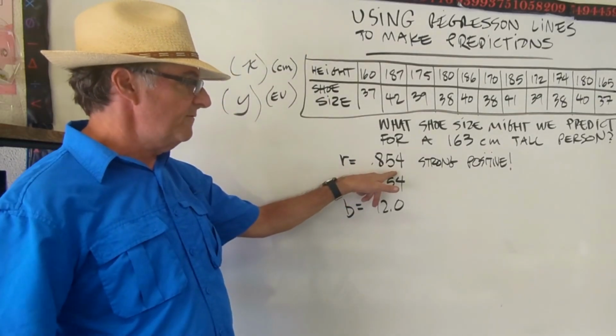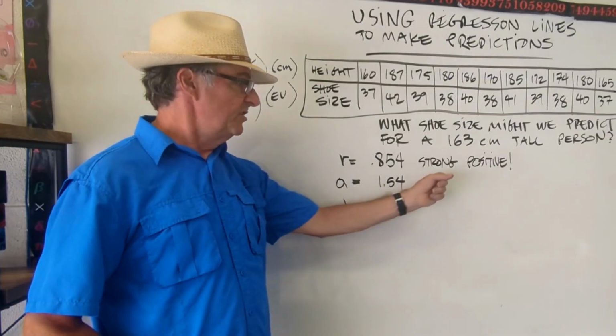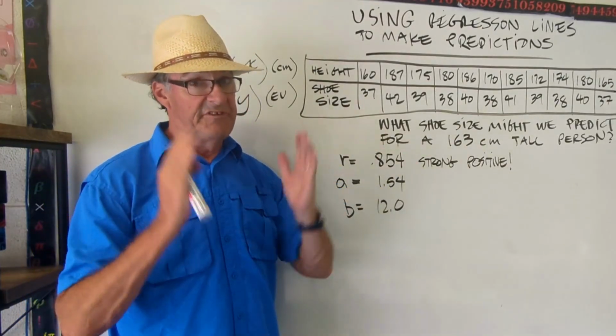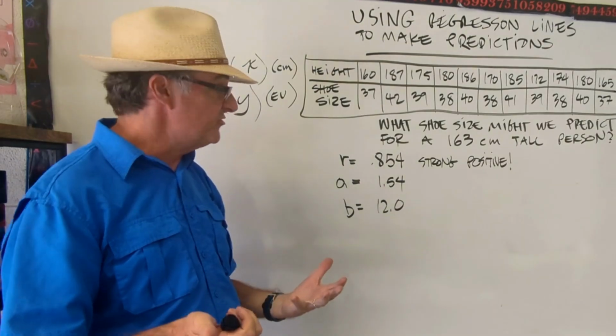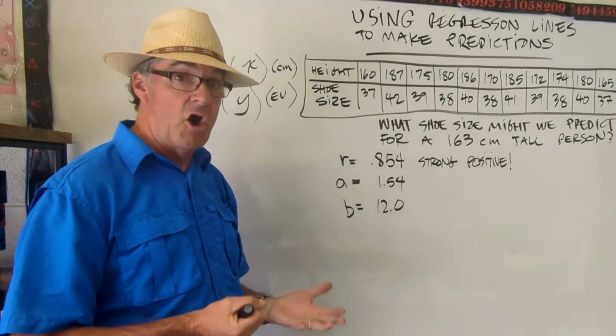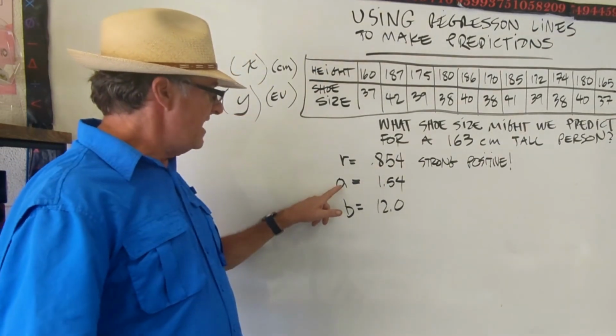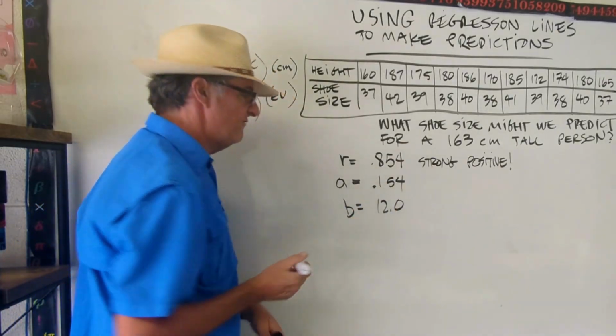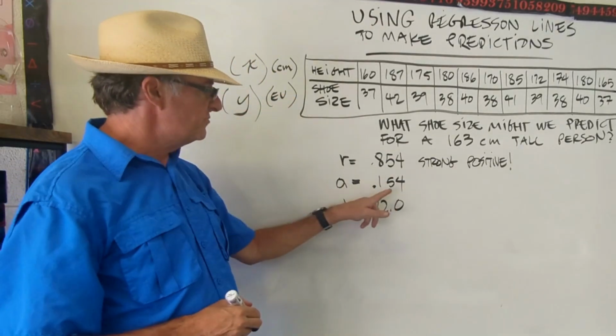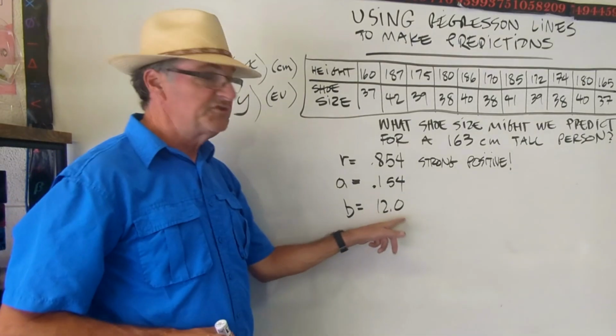I got 0.8454 for my R value, strong positive correlation, so definitely helps us qualify this situation for making our prediction. So we're good to go. We've satisfied all 3 of those conditions. My A is not 1.54, but 0.54. So the A value is 0.54. And then finally my B value is 12.